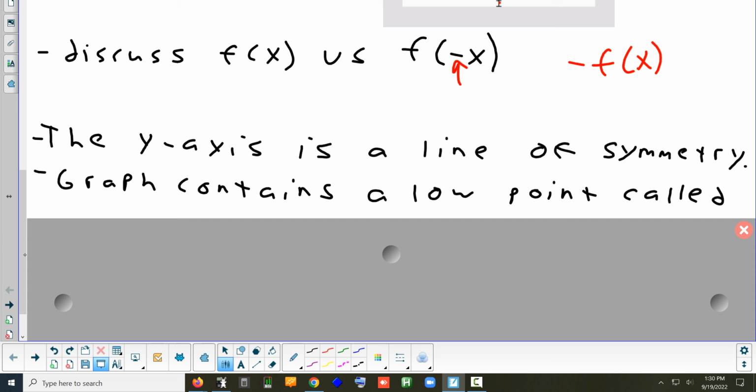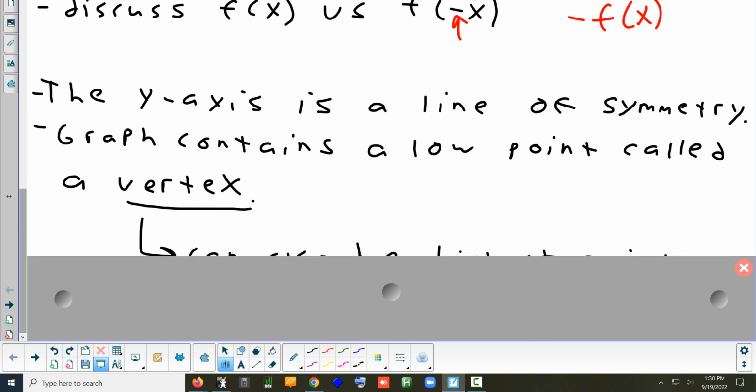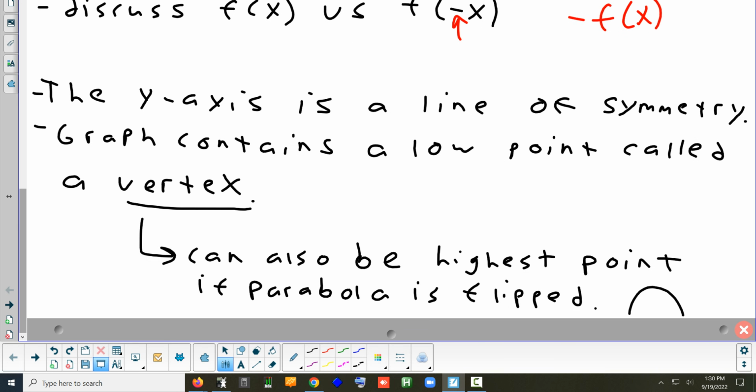We are going to study those at some point, so hang on to that thought for like 7 months. We'll come back to that. Yeah? The vertex. Yes. So the vertex is the low point in a parabola, or it could also be the highest point if you flip it over. That's called a vertex. Any questions on that?